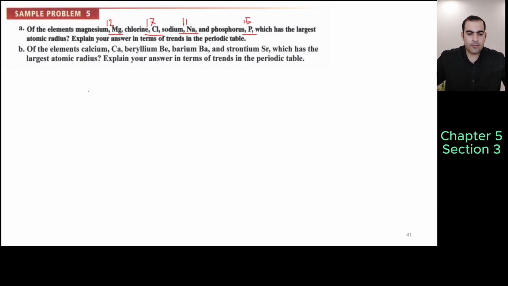So, what comes first? Sodium, sodium is 11, then magnesium comes.